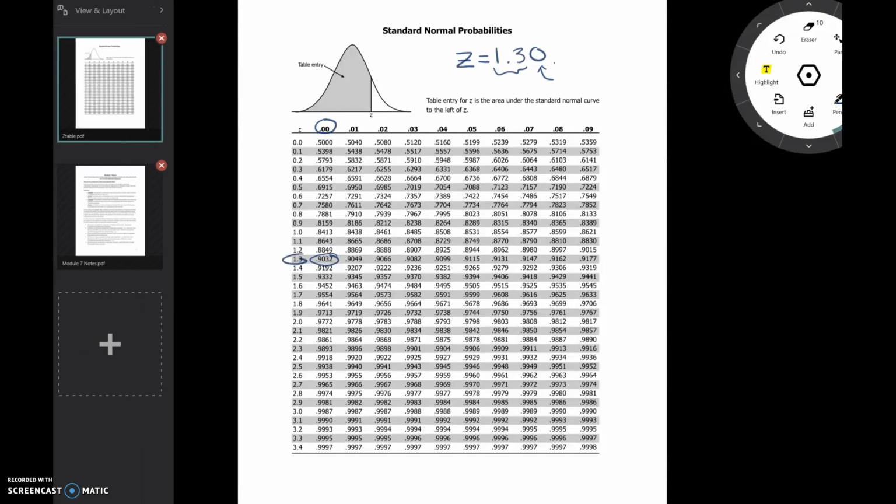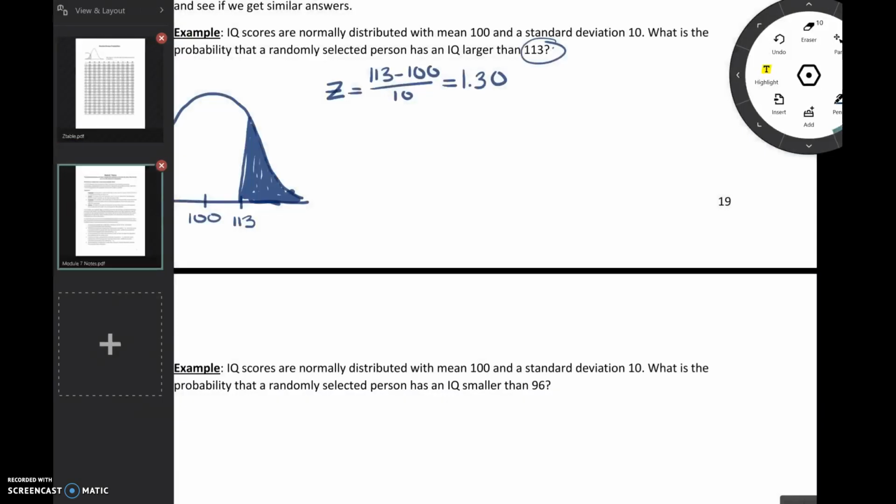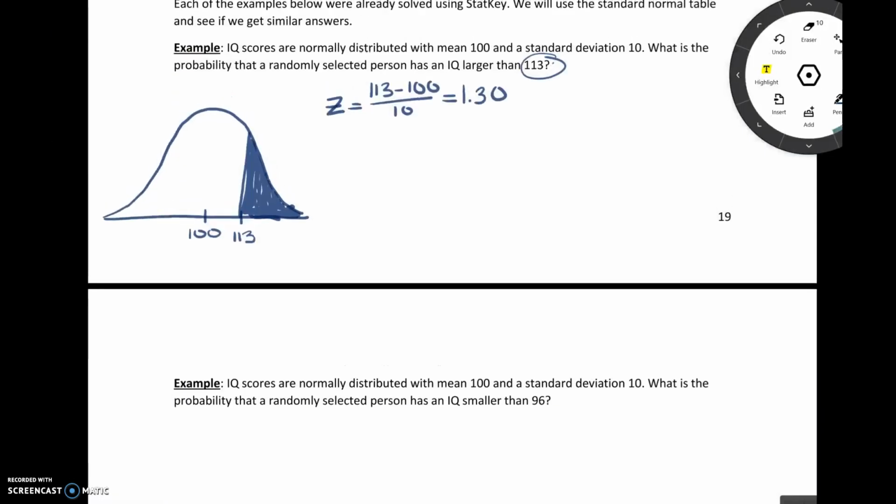So going back to the worksheet, what we're saying here is this area right here is equal to 0.9032, but that's not the area we want. The area we want is this piece right here. Well, that tells me that since the total area under the curve is 1, this area has to be equal to 1 minus 0.9032.